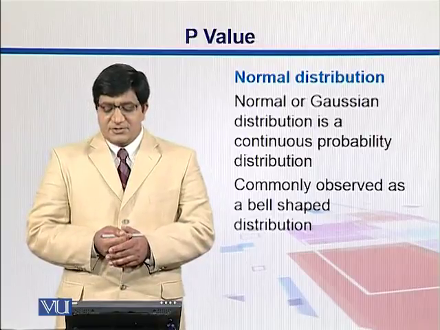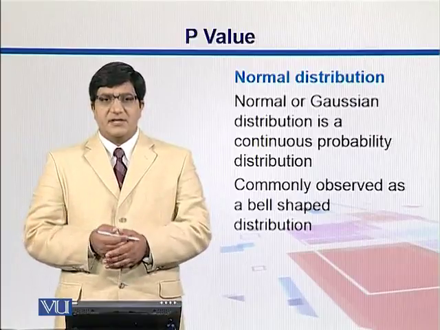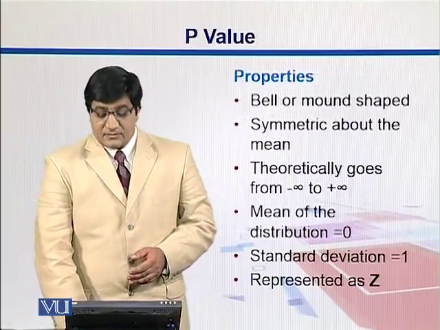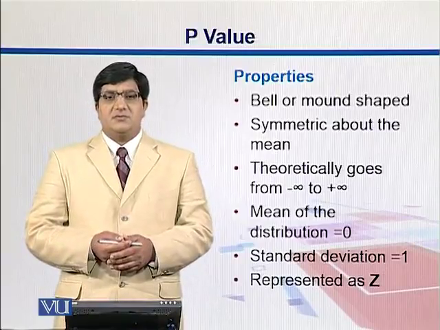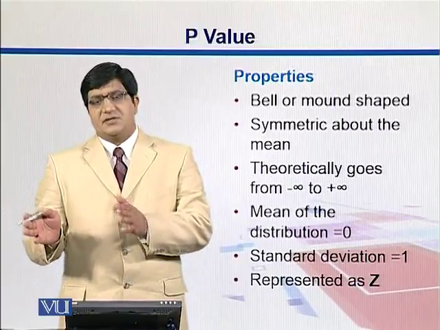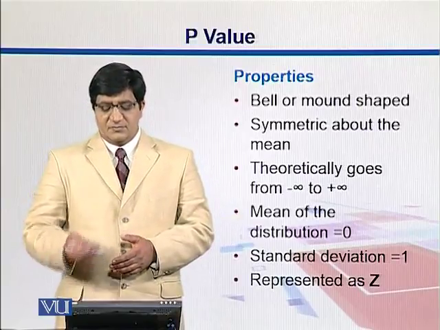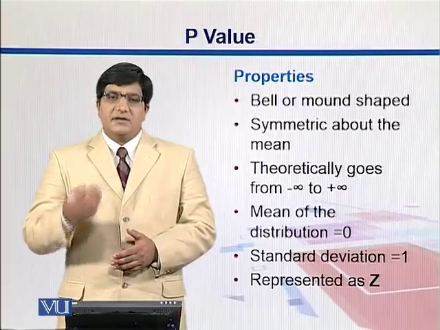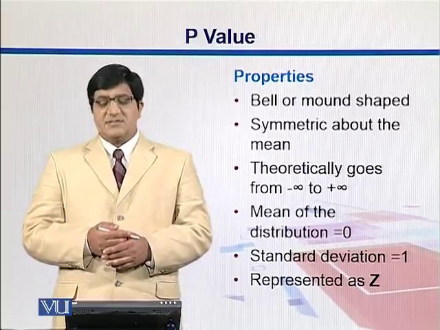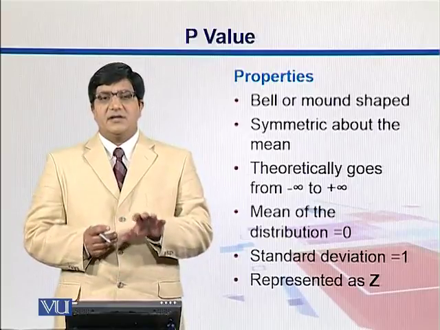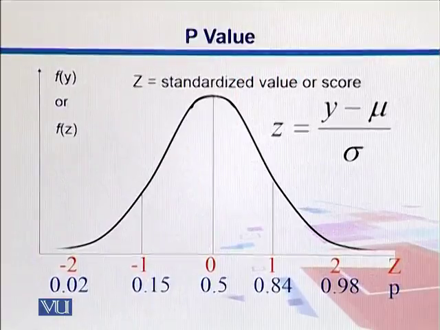A normal or Gaussian distribution is a continuous probability distribution, commonly observed as a bell-shaped curve. It's bell-shaped, symmetric around the mean, so as many values to the right of the mean as to the left, and theoretically it goes from negative infinity to positive infinity. In an ideal scenario, this distribution has a mean of 0 and a standard deviation of 1, so we commonly call it a Z distribution. Generally it's represented like this.